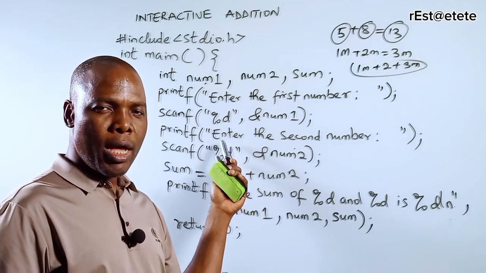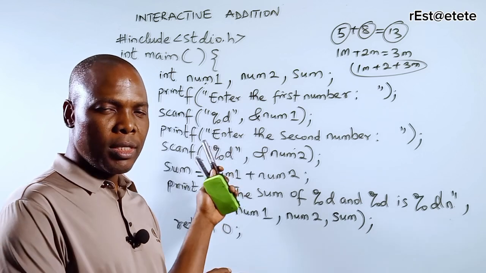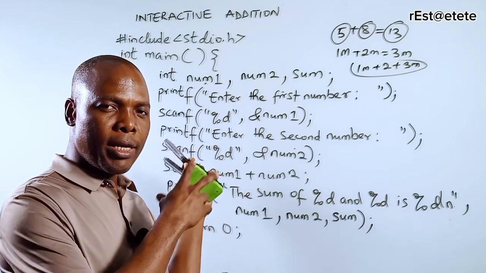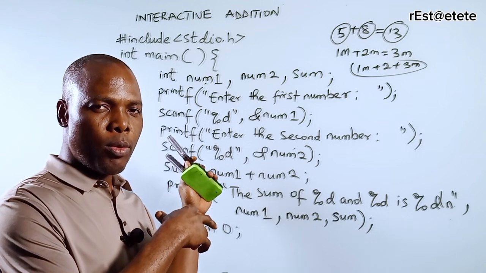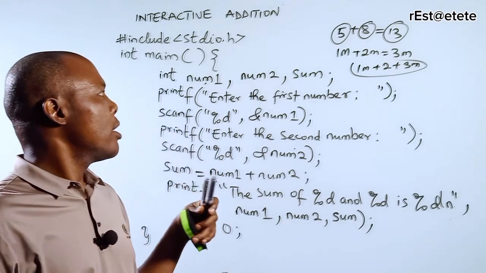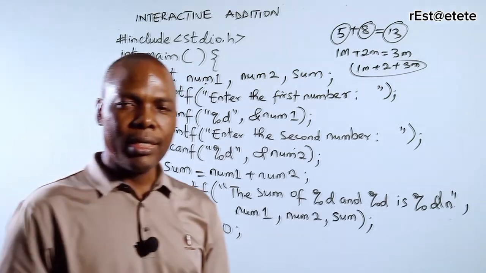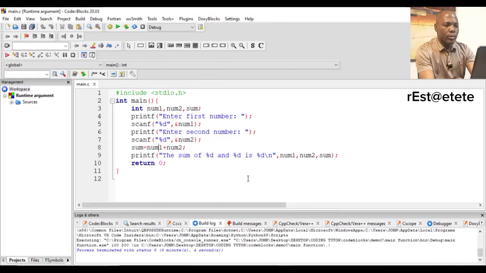Let me show you how to run this. This is interactive, unlike the predetermined one that was embedded, right? So let's go to Code::Blocks and let's see this. Okay, so this is our program that will be interactive addition. So the argument will be given at runtime. That's why I'm naming it runtime argument. So let's execute this program and let's see. I've explained all this on the board.